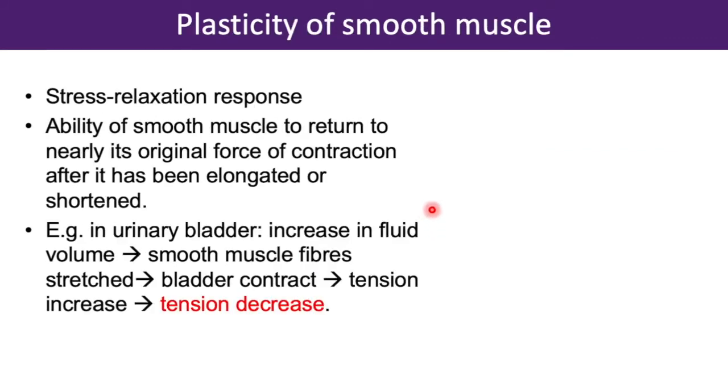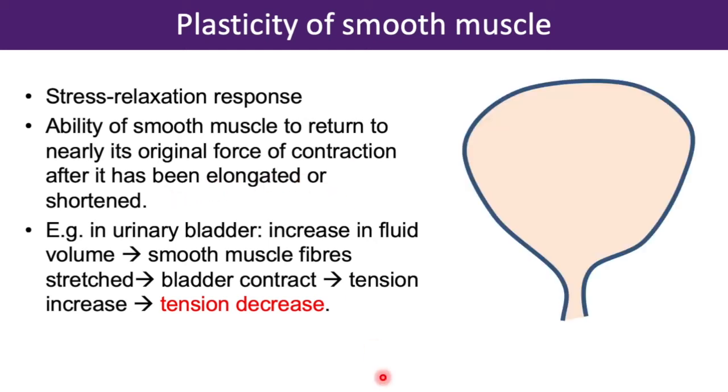Another important characteristic of smooth muscle, especially visceral smooth muscle of hollow organs, is its plasticity. Plasticity of smooth muscle is also known as stress relaxation response. Smooth muscle has the ability to return to its original force of contraction after it has been elongated or shortened.